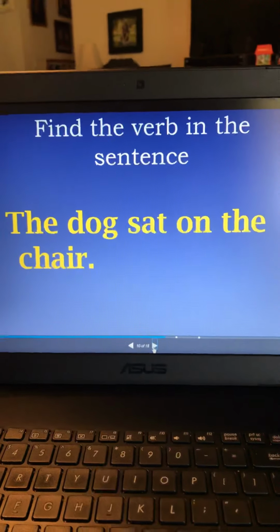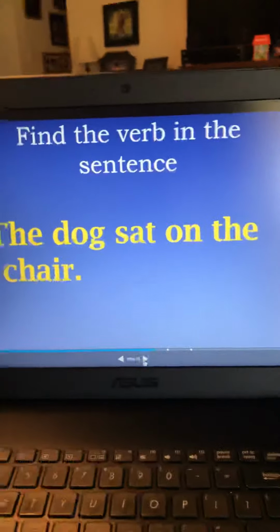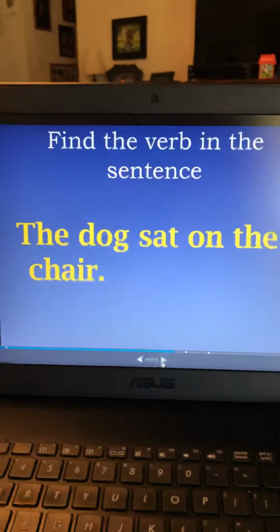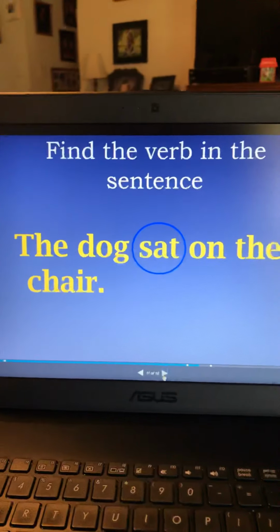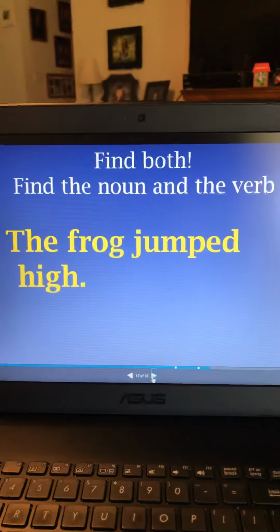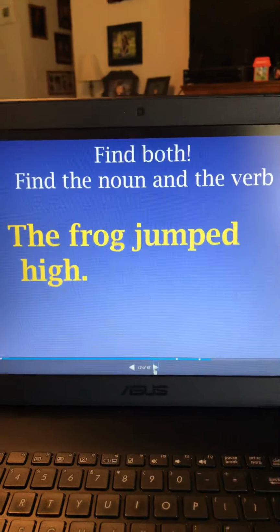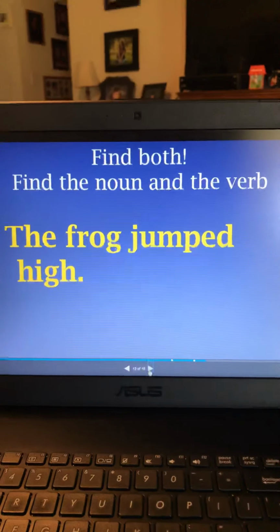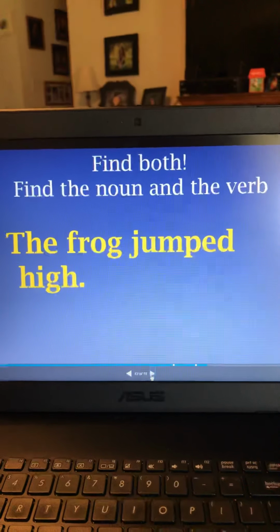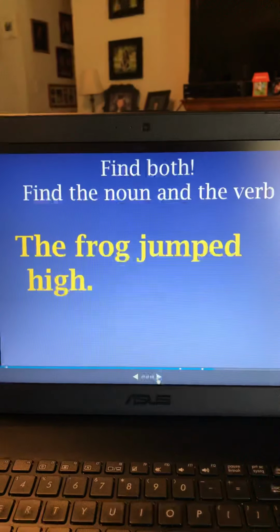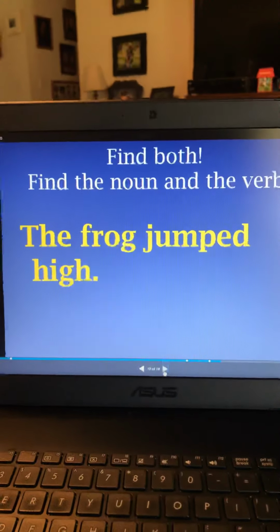If you were looking at this sentence, they want you to find the verb in the sentence. So, of course, you would first find the noun, the dog, and then ask yourself, what did the dog do? The dog sat. So, sat would be your verb. The frog jumped high. The noun in the sentence would be your who or your what, which is the frog. And what did the frog do? He jumped. Anytime you see a word with ed on it that is an action verb, you should automatically know that it's a verb, and it shows past tense.